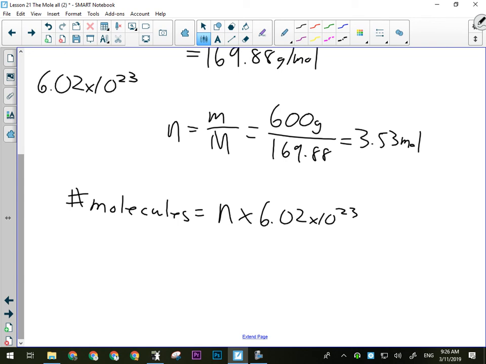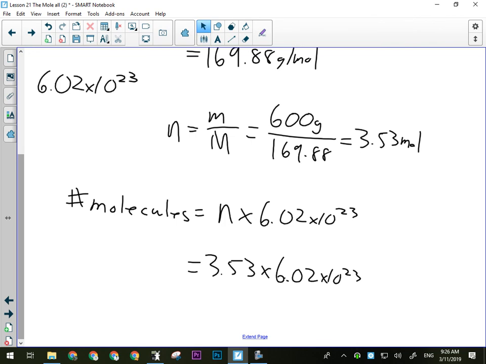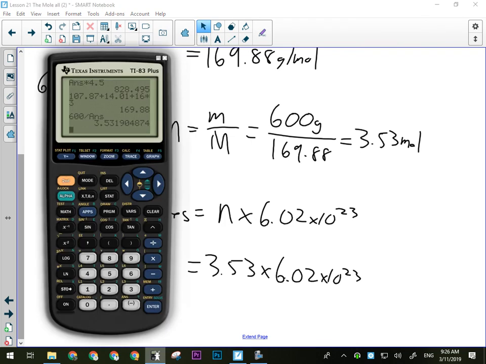So we take the number of moles, we multiply by Avogadro's number. So that'll be 3.53 times 6.02 times 10 to the 23. All right, now you're probably going, holy crap, how do I put that in my calculator? Well, it depends what kind of calculator you have. But in general, you are going to use the exponent function here. So here's how you do it on a TI-83, or TI-85, or whatever we're on now.